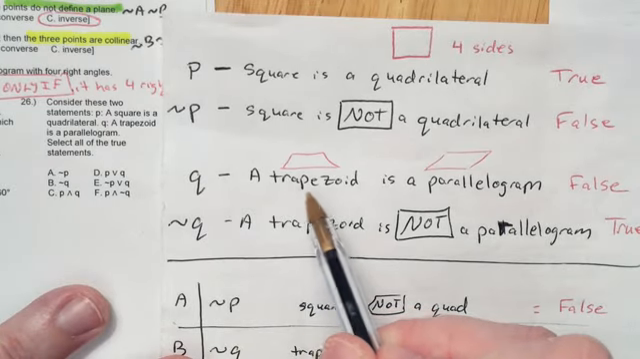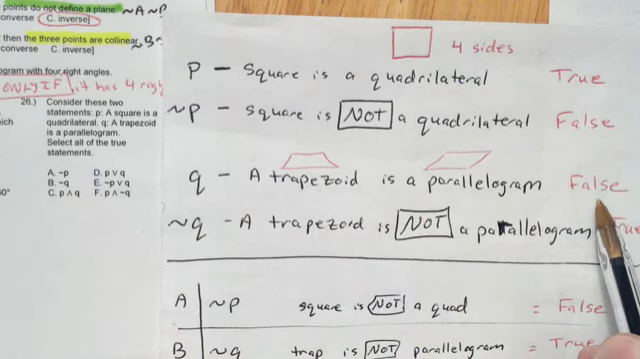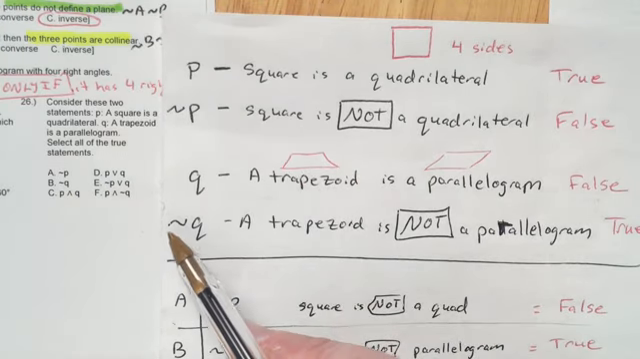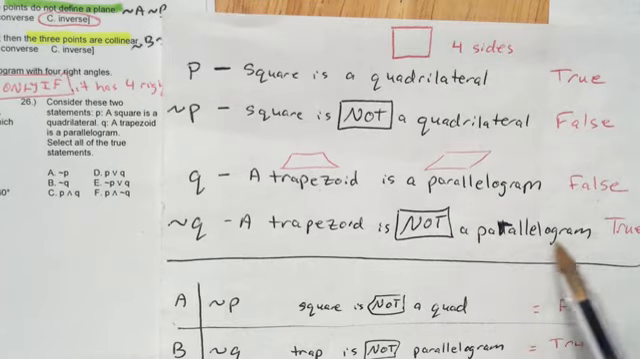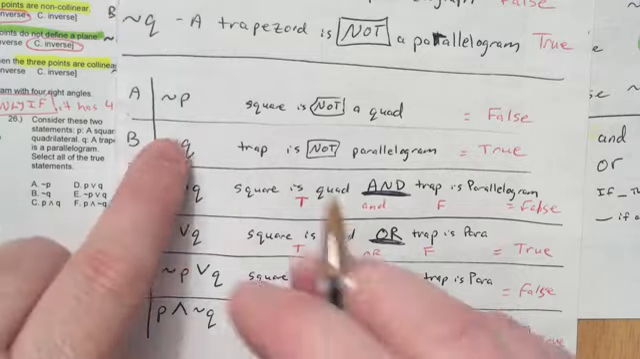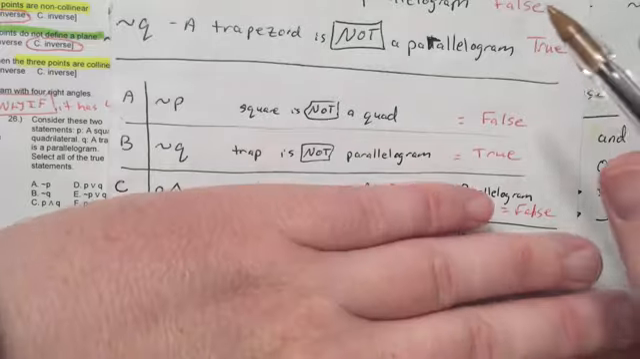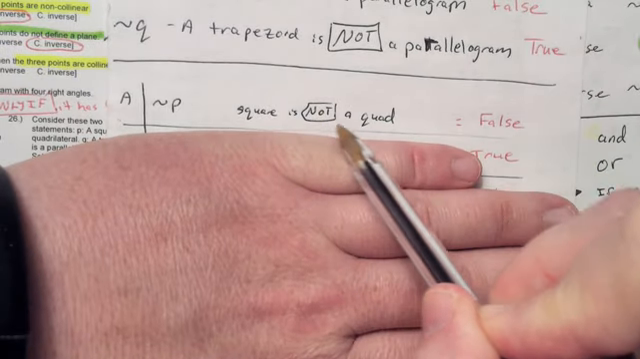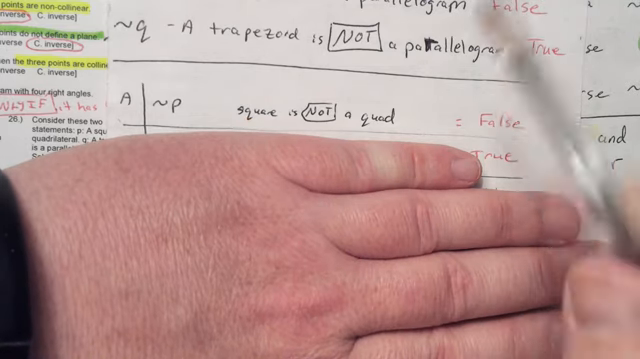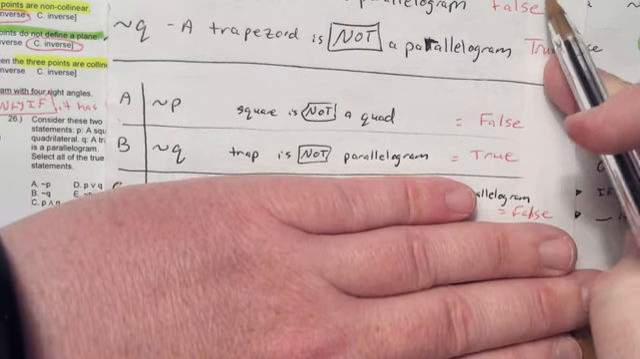Q says a trapezoid is a parallelogram. That's false. It's not a parallelogram. Only one set of sides is parallel, and we need both sets. A trapezoid is not a parallelogram. That's true. So if we go down our list of symbols and put in the word not, these would be the statements. A square is not a quadrilateral, so that is false. A trapezoid is not a parallelogram. That's true, because it's not.